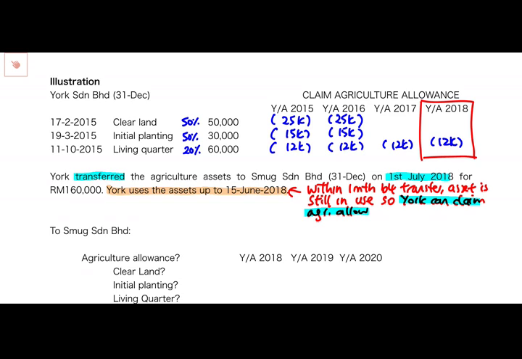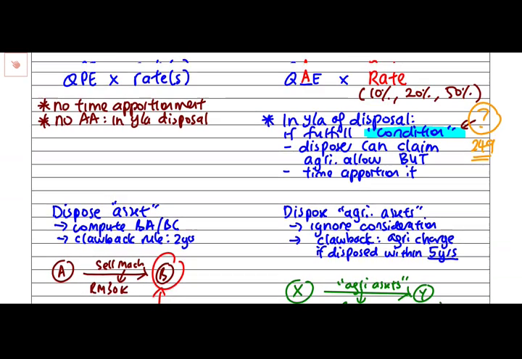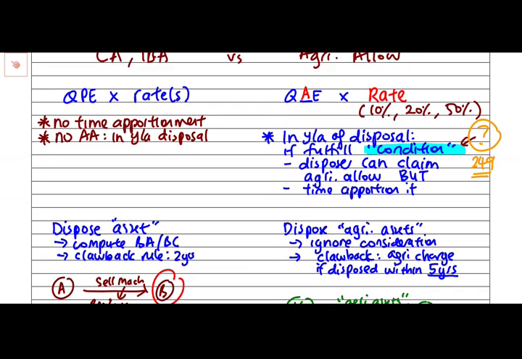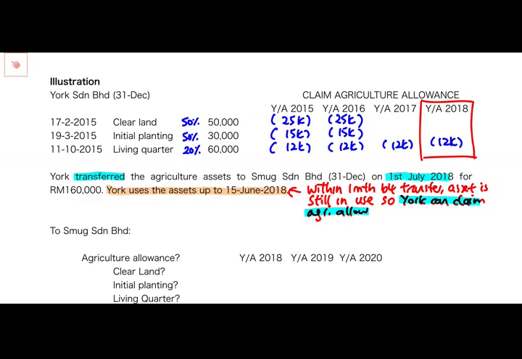What did we say just now? If I come back to what I've just written, you have to time apportion. You cannot claim 12. You only claim the period that you own the assets. Now this is very clear cut. The disposal is on 1st July. That means you have how many months? 6. That means you're going to have 12 times 6 over 12. So you've got 6,000.